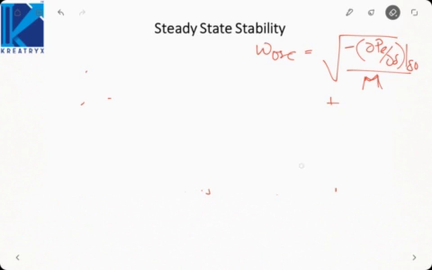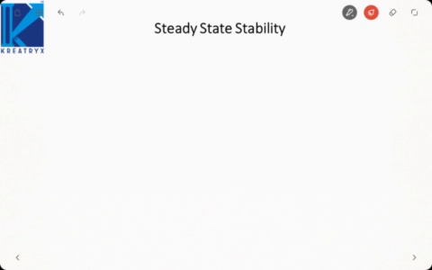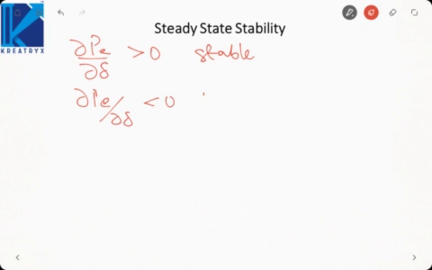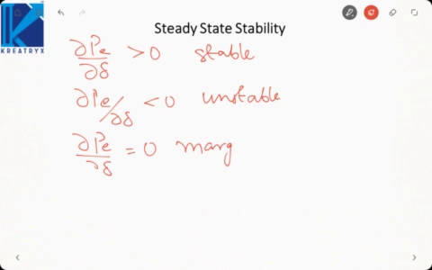So what will my stability criteria become? If ∂P/∂δ is greater than 0, the system is stable. If ∂P/∂δ is less than 0, the system is unstable. If ∂P/∂δ is equal to 0, the system will be marginally stable. I use these concepts in transmission and distribution also, but they are derived here like this.